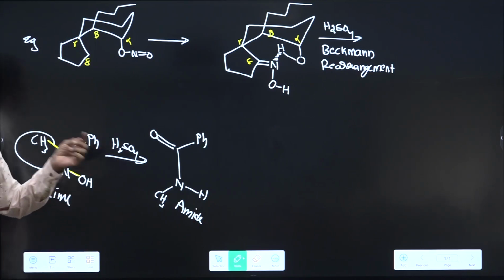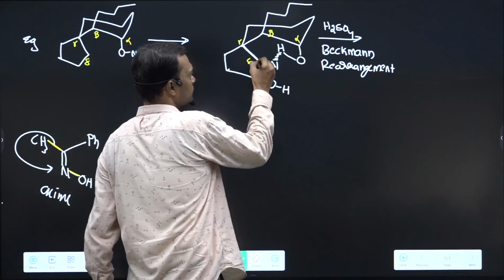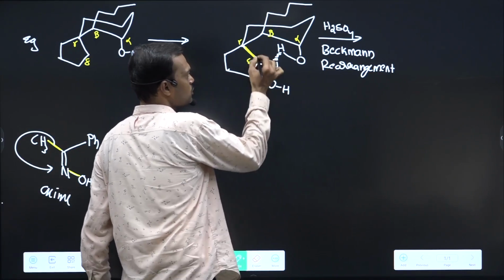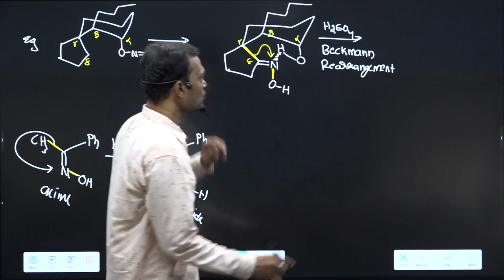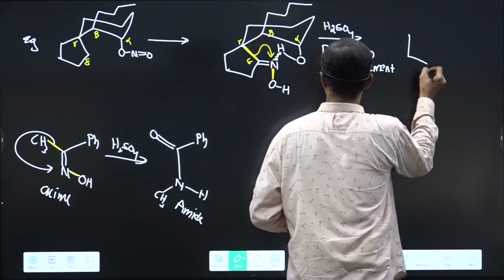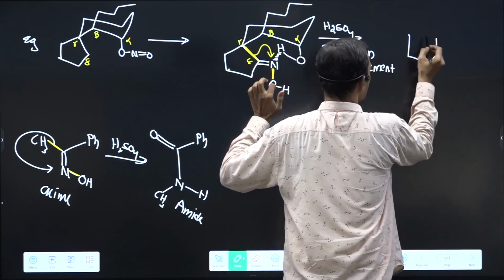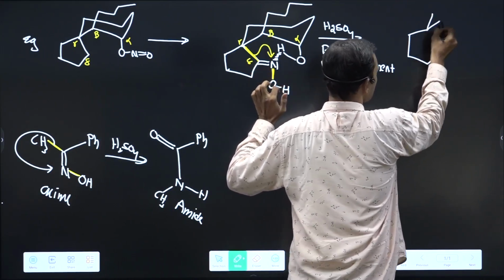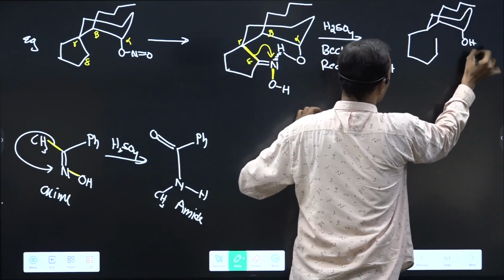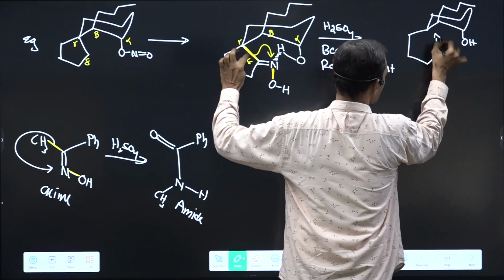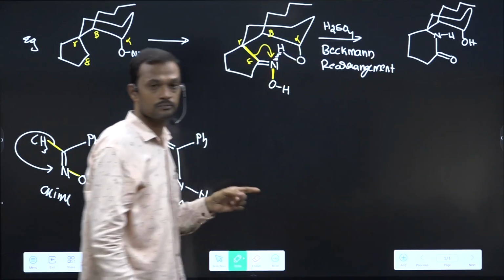Oxime to amide. Now here, this hydroxy and this bond are exactly opposite. Hydroxy and the opposite bond. Now break this bond and attack on nitrogen. Okay, so after attack, see here, this carbon is connected to this and this carbon is connected to nitrogen. So initially there is a 6-membered ring present here. Okay, and here it would be hydroxy. This carbon now attaches to nitrogen and this becomes a carbonyl. That is the answer. Amide you will get.